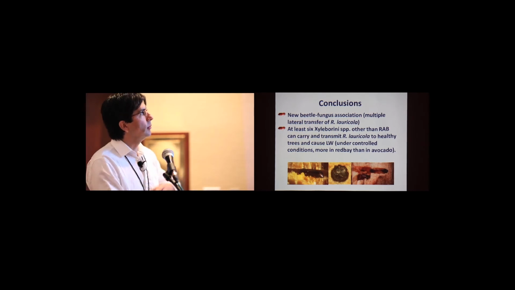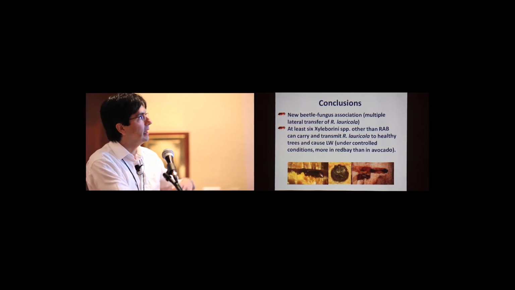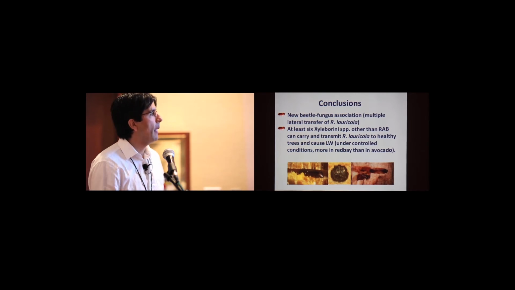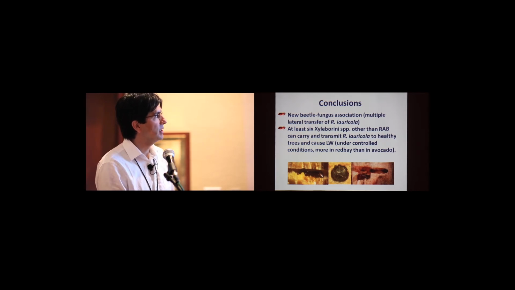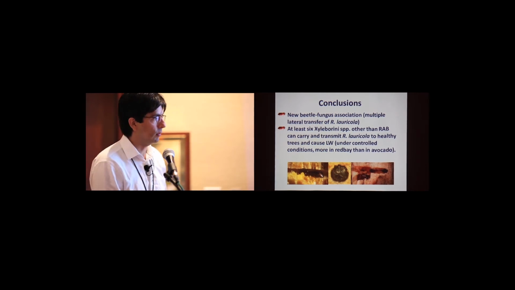So to conclude, the biological invasion by Xyleborus glabratus and Raffaelea lauricola has resulted in new beetle-fungus associations. It's a case of a lateral transfer of this pathogen among several ambrosia beetles that are sharing an ecological niche. We know that at least these 6 Xyleborini species other than the redbay ambrosia beetle can carry and transmit the pathogen to healthy avocado and redbay trees and cause laurel wilt disease. Of course, this was under controlled conditions. And our data suggests that this phenomenon is more likely to occur in redbay than in avocado.